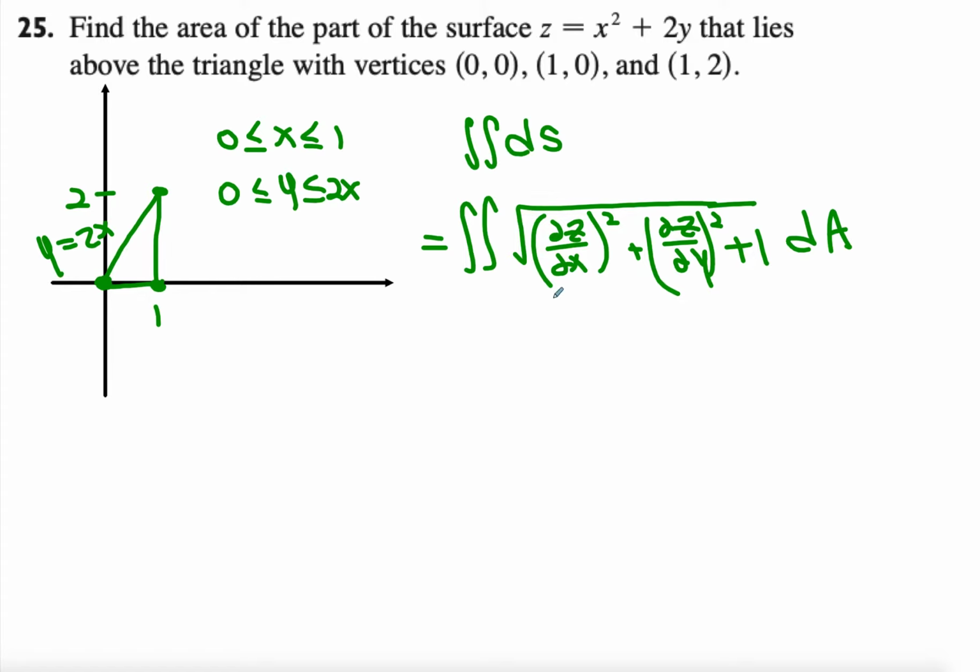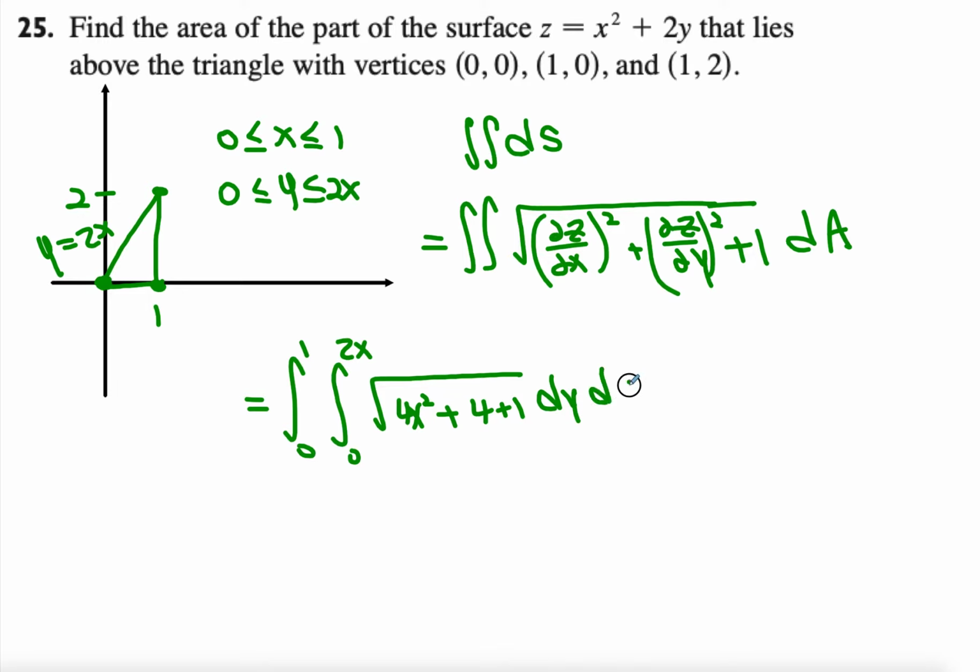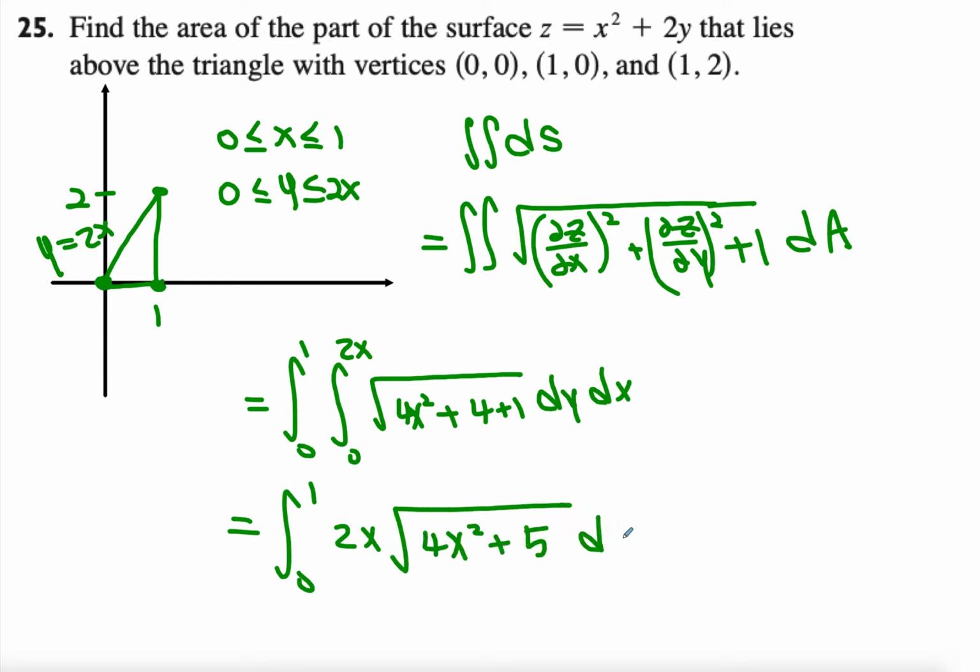So what we're going to be doing is I can rewrite this one as 0 to 1, 0 to 2x. Partial against x becomes 2x squared, so we get 4x squared, plus partial against y, which is 2 squared, becomes 4, and plus 1, dy dx. But when you look at it, it's nice because I don't have any y factor here. So when I integrate this against y, I'm just going to attach y, and 2x minus 0 becomes simply 2x. So what we end up getting is 2x times the square root of 4x squared plus 5 dx.